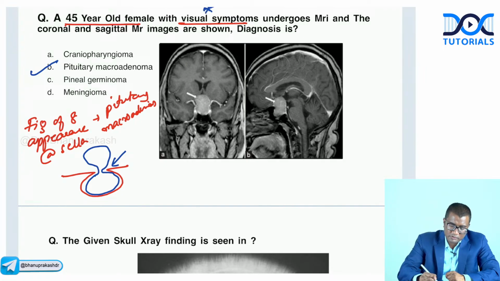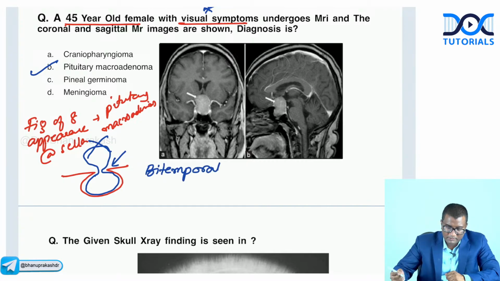And what visual symptoms do you expect when we have a pituitary macroadenoma? What is getting compressed? The optic chiasma is getting compressed. What is the type of visual symptoms that you get when you have a compression of optic chiasma? Bitemporal, homonymous or heteronymous?